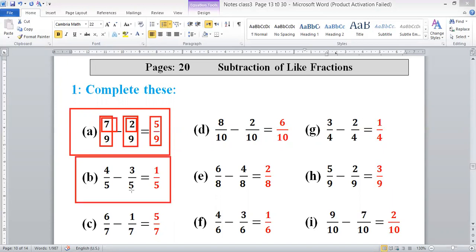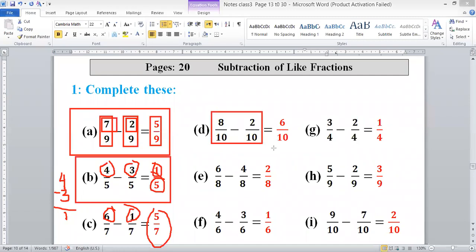Similarly, in part B, 4 over 5 minus 3 over 5. 4 minus 3, 1. Just subtract 3 from 4. Write 4 minus 3. That is equal to 1. So write over here 1 and 5 as it is. In this way, you can subtract. Here 6 minus 1, 5 over 7. 6 over 7 minus 1 over 7, 5 over 7.